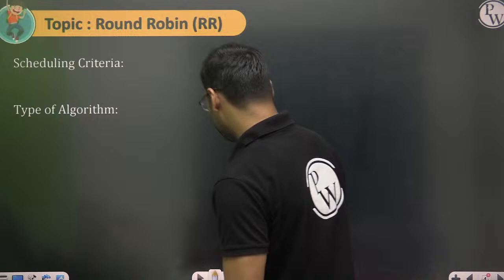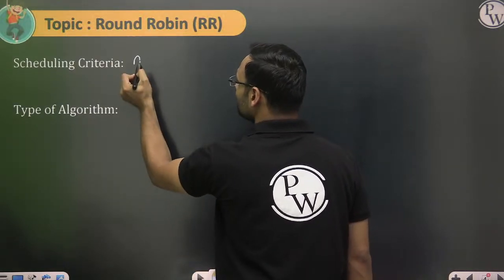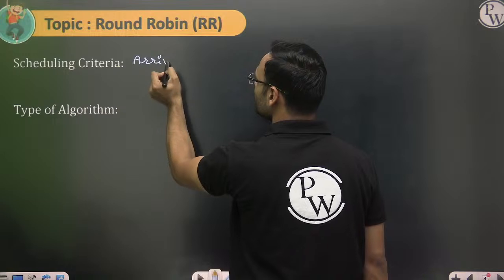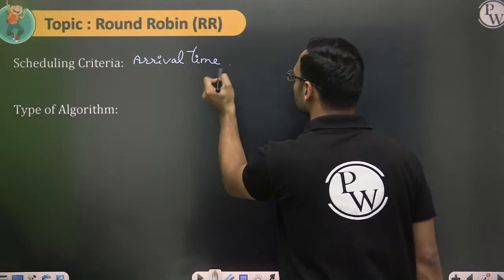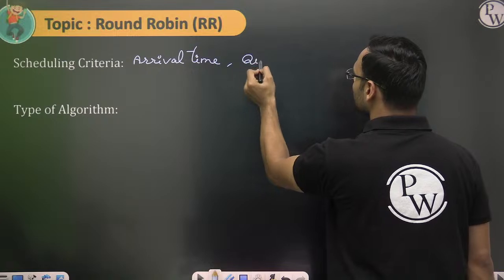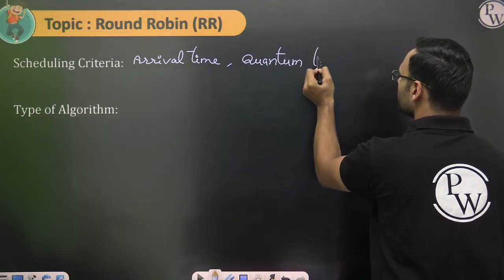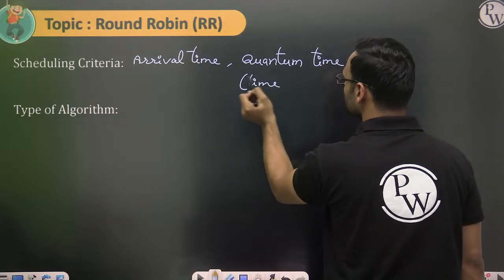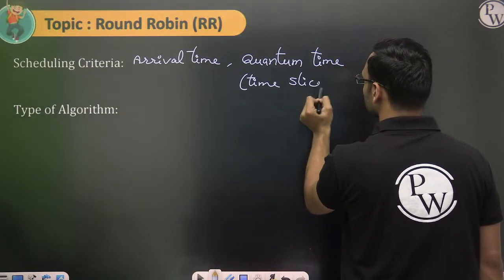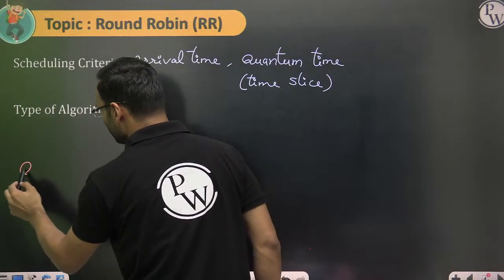Okay, so what is the criteria? Criteria is arrival time. Whichever process arrives first should be scheduled first, but along with that another criteria is quantum. What is the quantum? Quantum is also called time slice. I'll write the definition here. What is quantum?